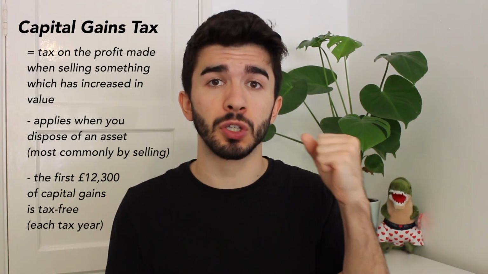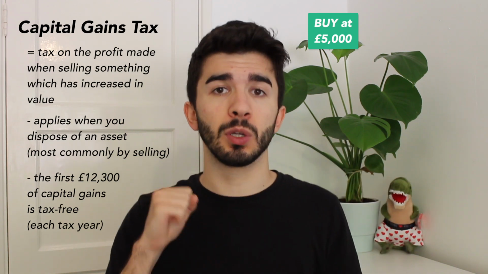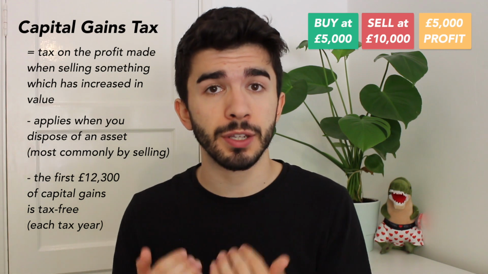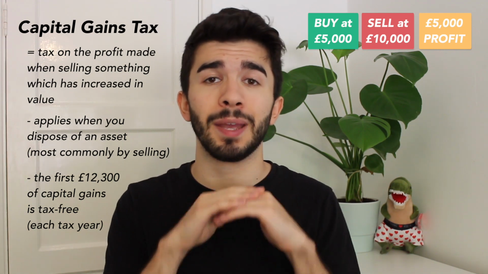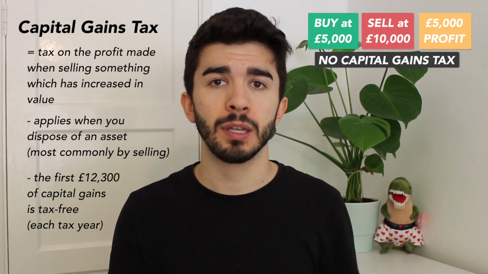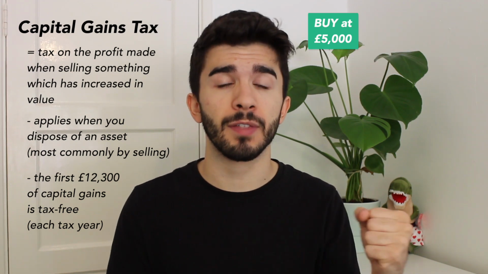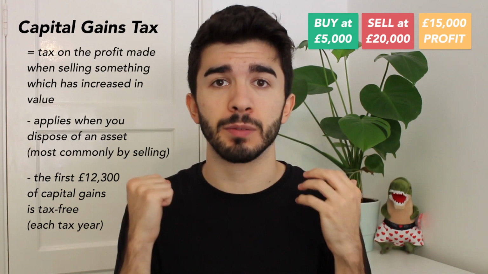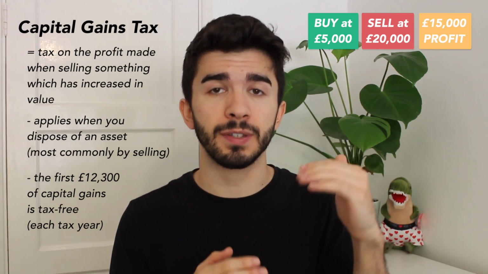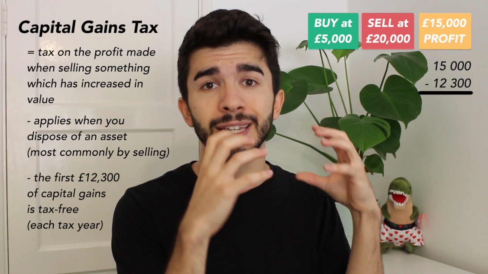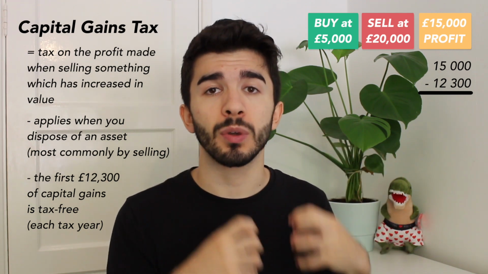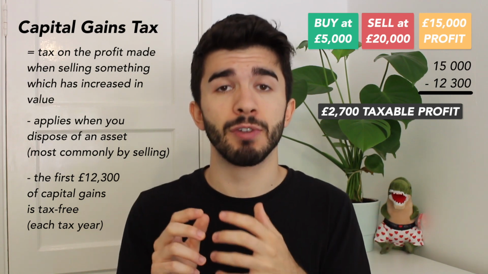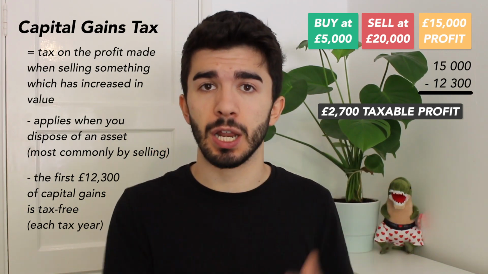So if I bought a stock for £5,000 and sold it for £10,000, I'd have made a profit of £5,000, which falls under the £12,300 threshold, so I won't have to pay any capital gains tax on that. If on the other hand, I bought a stock at £5,000 and sold it for £20,000, I will have made a profit of £15,000. So take away from that £15,000 the £12,300 tax-free allowance, and I'm left with £2,700 that I'm going to have to pay capital gains tax on, for which the rate will depend on my income, as I discussed earlier.